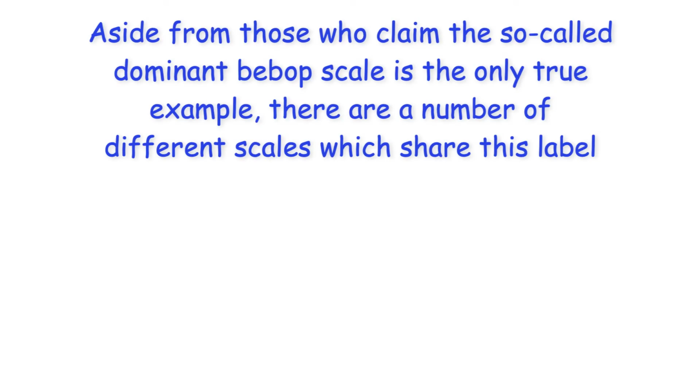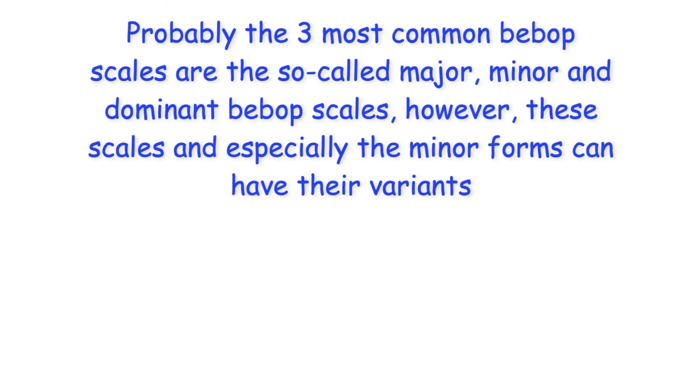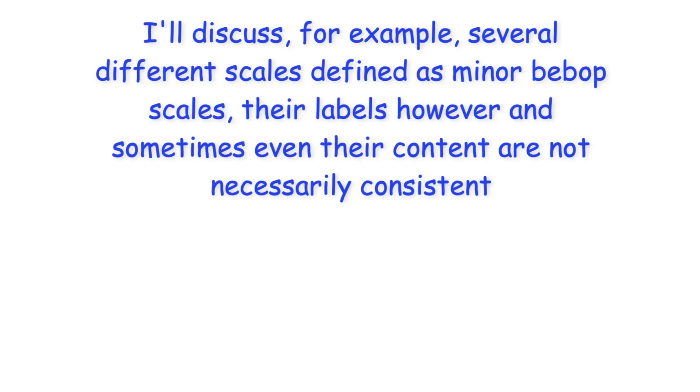Hi everyone. Aside from those who claim the so-called dominant bebop scale is the only true example, there are a number of different scales which share this label. Probably the three most common bebop scales are the so-called major, minor and dominant bebop scales. However, these scales, and especially the minor forms, can have their variants. I'll discuss, for example, several different scales defined as minor bebop scales. Their labels, however, and sometimes even their content are not necessarily consistent.